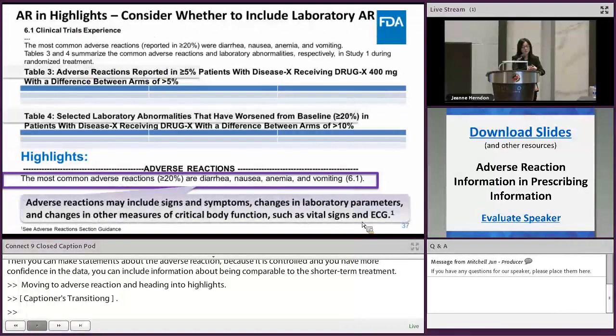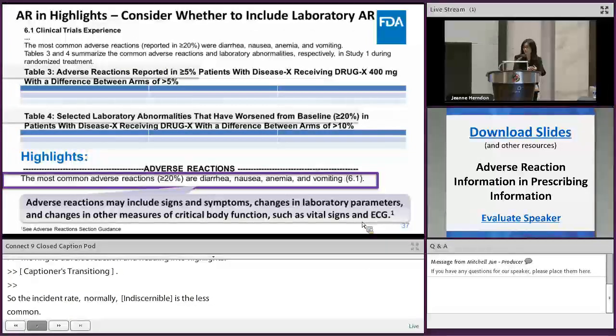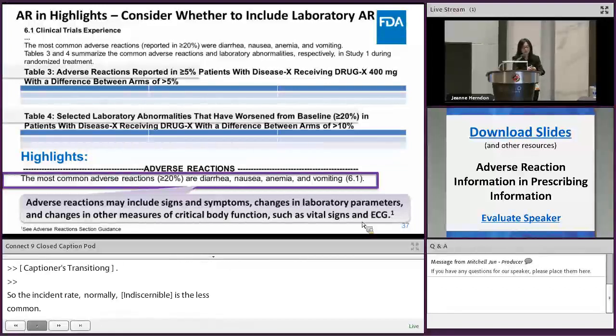One issue that we sometimes come across is that people forget that adverse reactions that are laboratory in nature are also considered adverse reactions. According to the guidance, adverse reactions can include signs and symptoms, changes in laboratory parameters, and also other measures like vital signs and EKGs. So these are all adverse reactions. You don't have to limit it to just what's reported by the investigator.